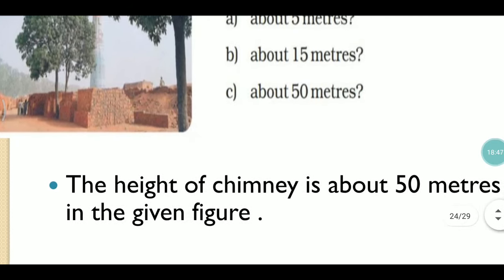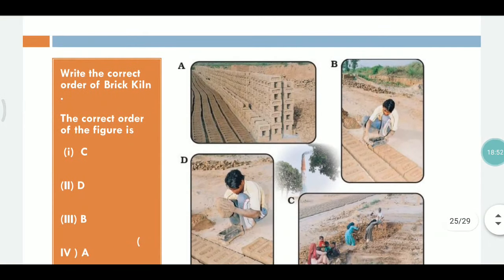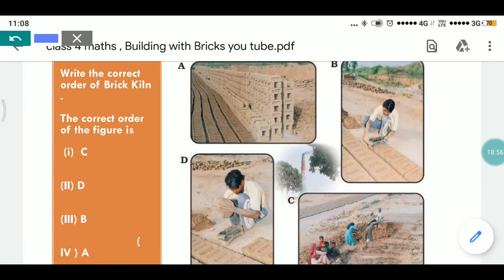Next, students, next page. Write the correct order of the brick kiln. The correct order of the figure is, look children, C, next D, next B, next A.